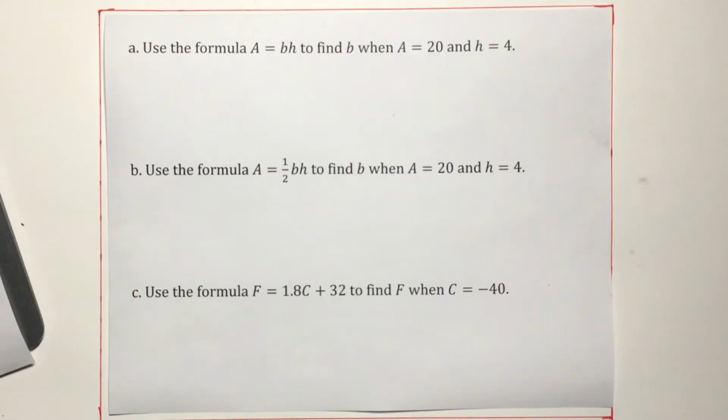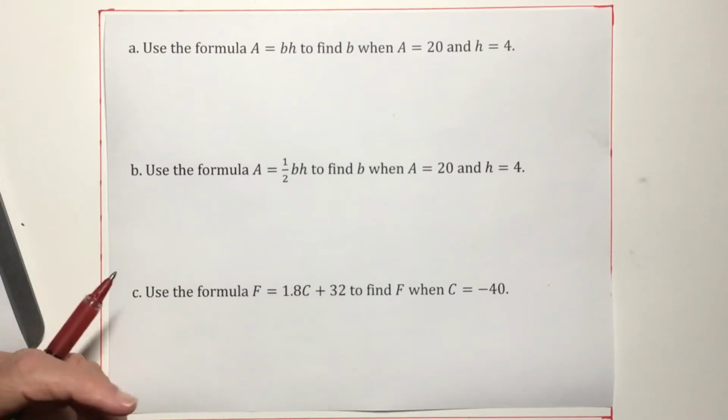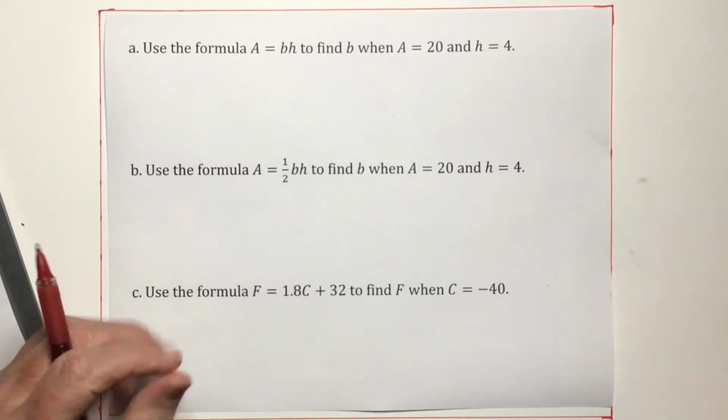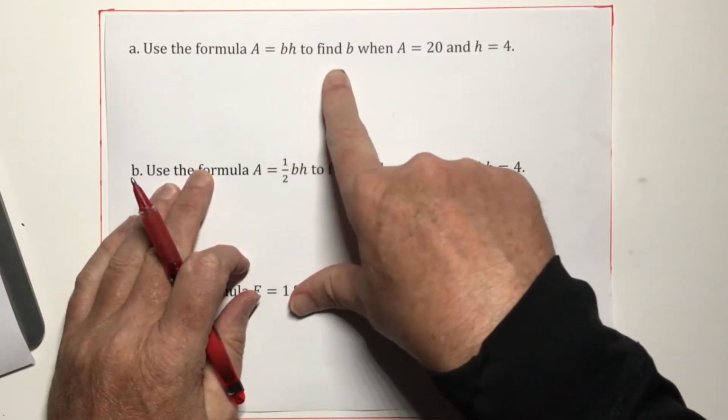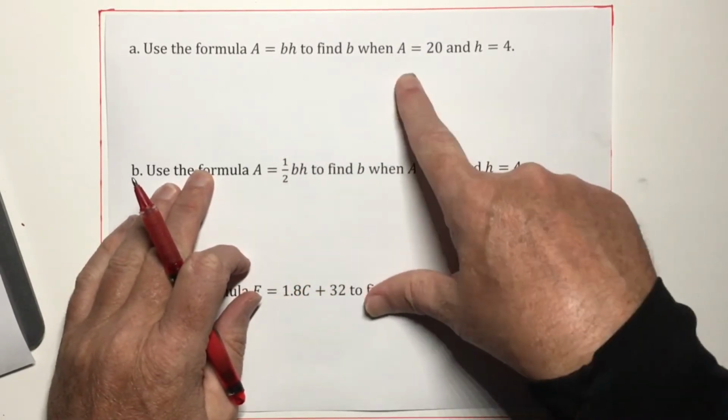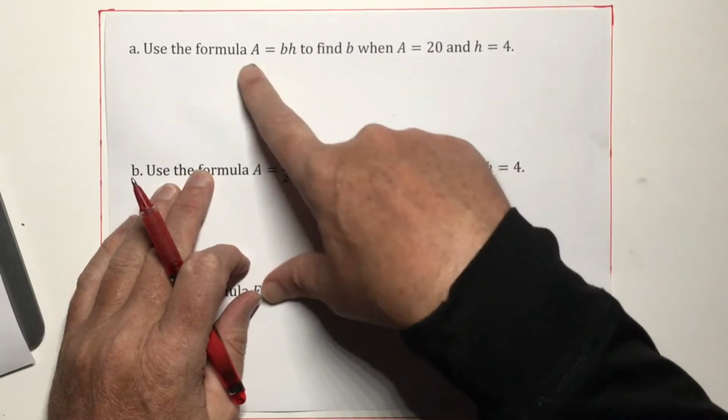Saxon Math 8-7, lessons 108, 109, and 110. Lesson 108 is nothing really you guys haven't dealt with before. You're given a formula, and instead of just solving for something, they're asking you to solve for something when you know the values of the other items.